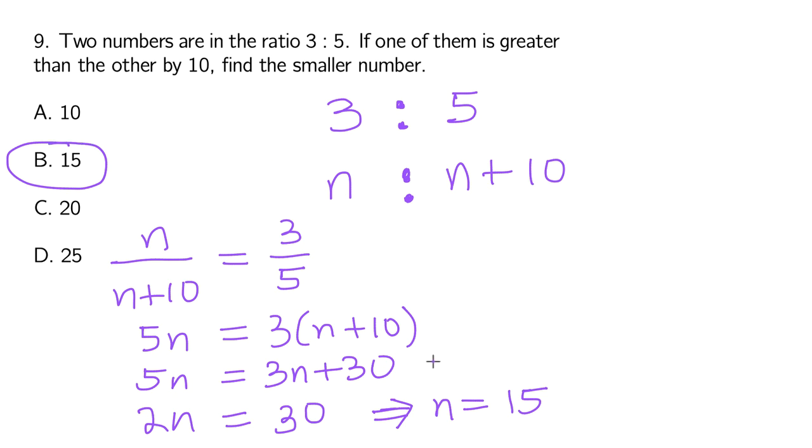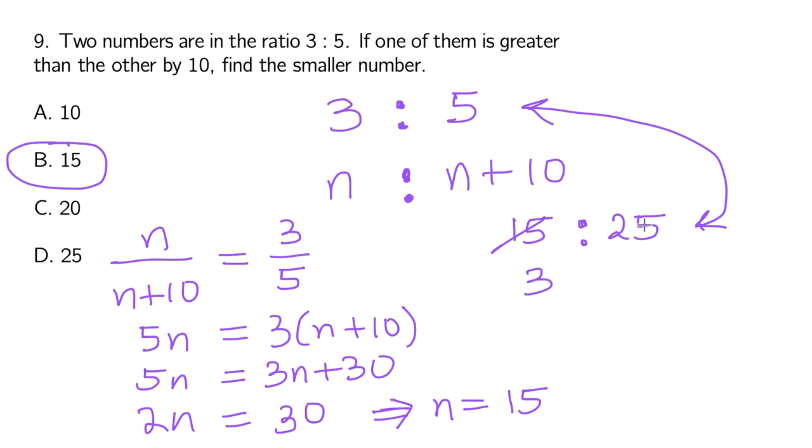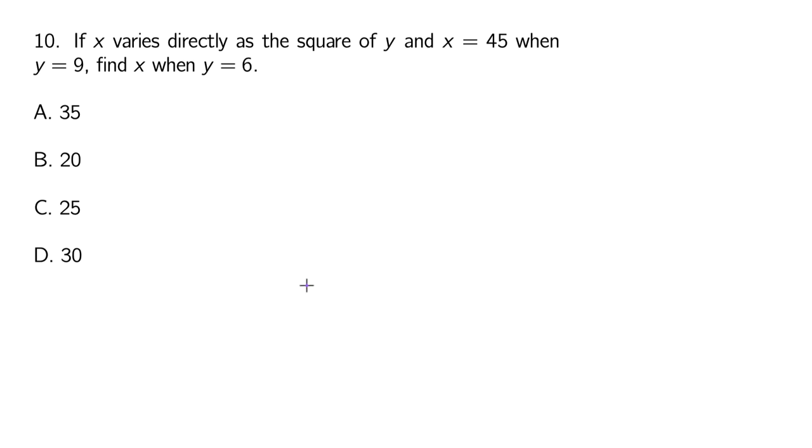Now upon obtaining n equals 15, you can find n plus 10, and you'll see that n plus 10 is 25. So we have 15 is to 25, and the question is, is 15 is to 25 equal to this? And the answer is yes, because you can divide both by 5. If you divide 15 by 5, you get 3. If you divide 25 by 5, you get 5. So the ratios are actually the same.